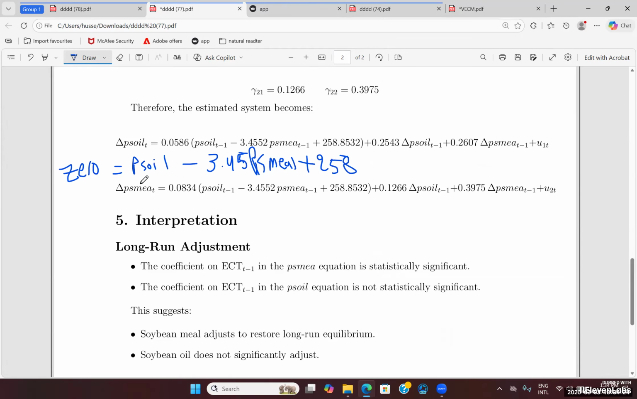Therefore, during any given period of time, if one were to take the current price of soy oil and then proceed to subtract 3.45 times the price of soy meal, and subsequently add this specific constant number, if there is no deviation from the plan, our result will be absolutely zero. However, if a deviation does occur, it implies that we will need to make a correction. And here we have that correction. Here is the speed for the soy oil, and then we also have the correction speed for the soy meal.